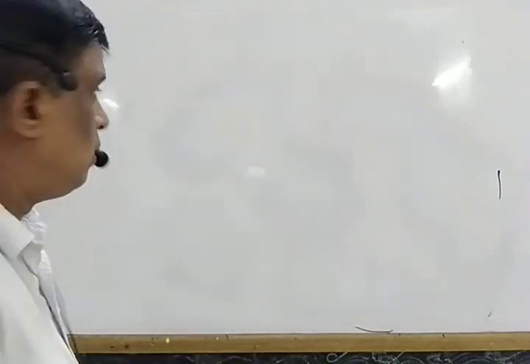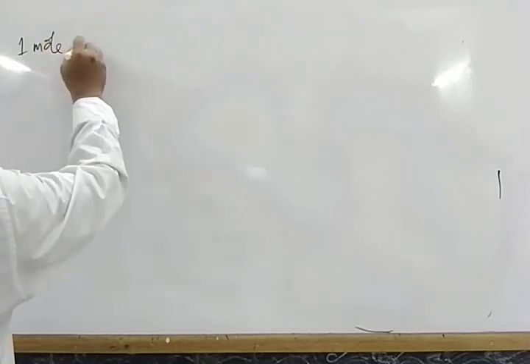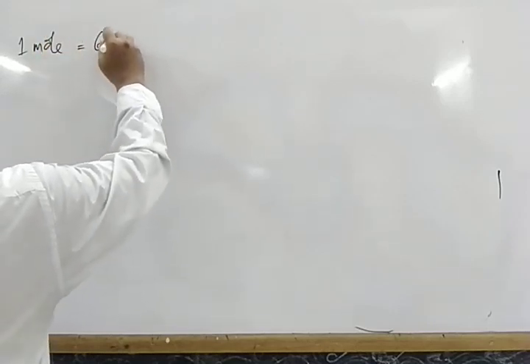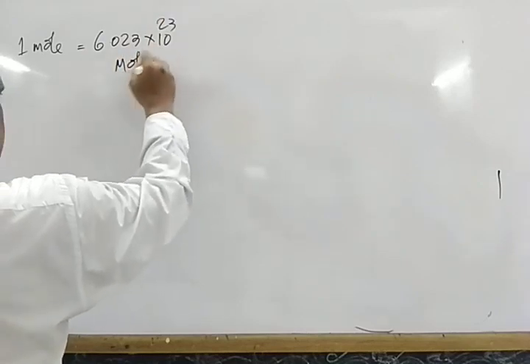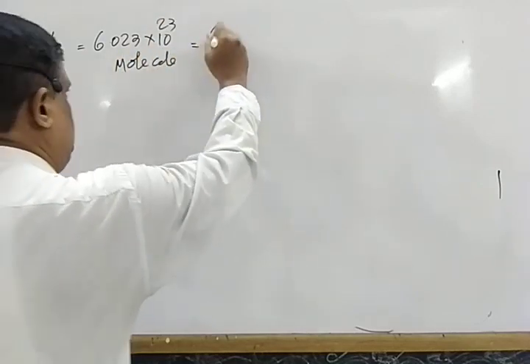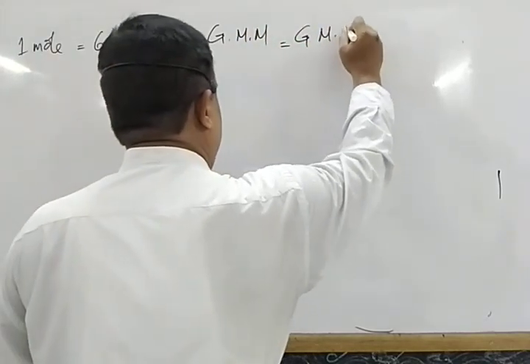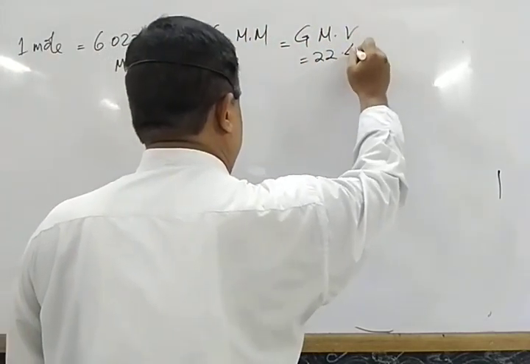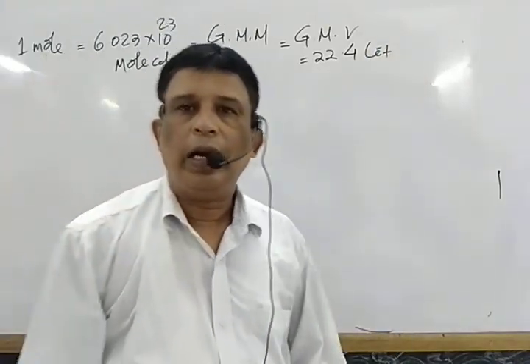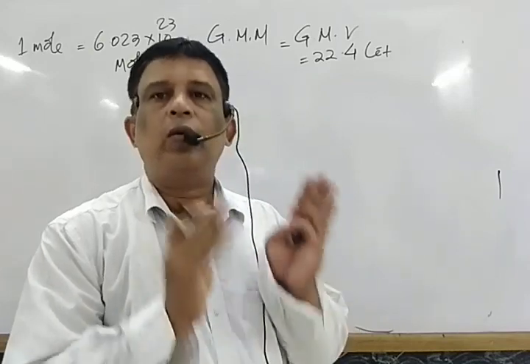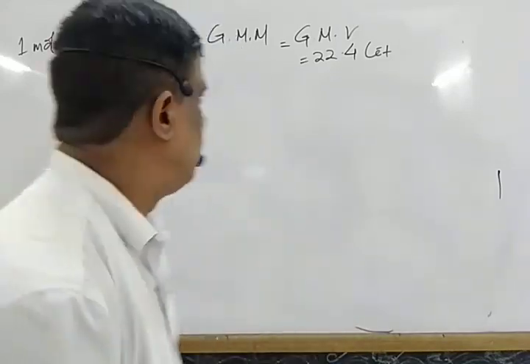That means 1 mole is equal to 6.023 into 10 to the power 23 molecules, equivalent to gram molecular mass, equivalent to gram molecular volume, that is 22.4 liter at NTP. Now we find out one term, one factor, with respect to the other 3. Mark that, how it is possible.